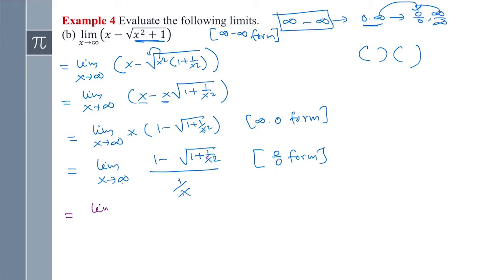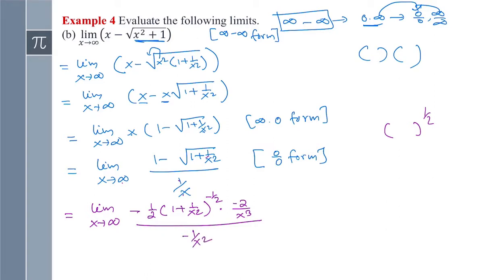So limit as x approaches infinity, derivative of 1 is 0. So we have minus, so this is a square root. So remember the square root means to the power 1/2. So we have to use the chain rule. So 1/2 times, and we have 1 plus 1 over x squared to the negative 1/2 times the derivative of the inside function, which is 1 over x squared. So the derivative of 1 over x squared is negative 2 over x cubed, divided by negative 1 over x squared. So that's the derivative of 1 over x.